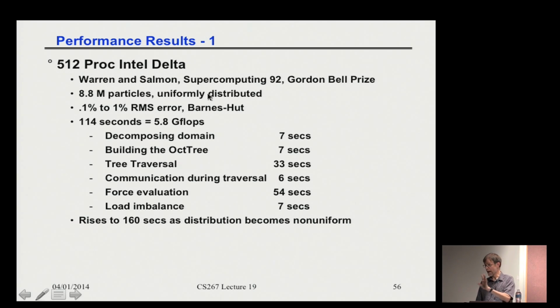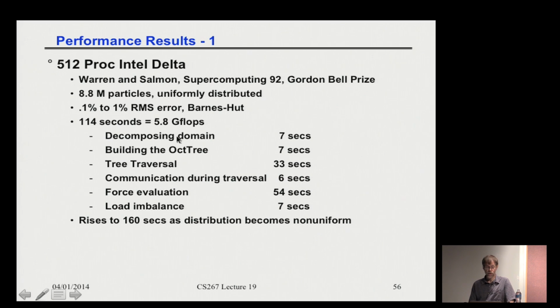Let me tell you what happened first when the particles were uniformly distributed. So that's the easiest case. And since this was Barnes-Hut, they weren't looking for a very small root mean square error. It was between 1% and 0.1%. And last time I told you that was sort of the average error in the forces per particle. The whole thing ran in 114 seconds, getting 5.8 gigaflops, like your laptop. But here's where the time went.